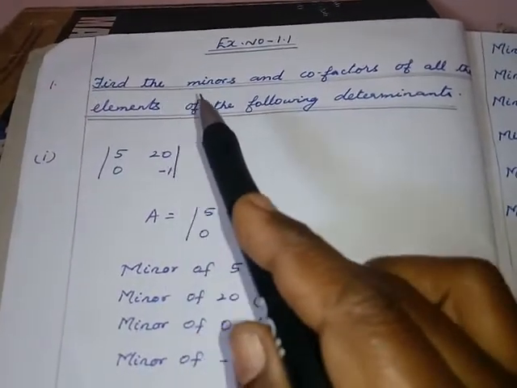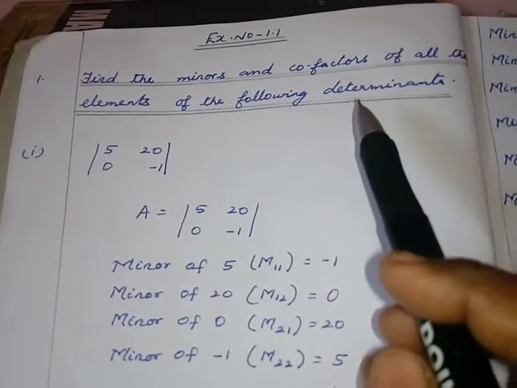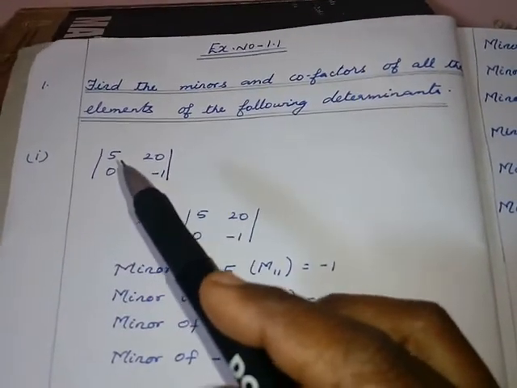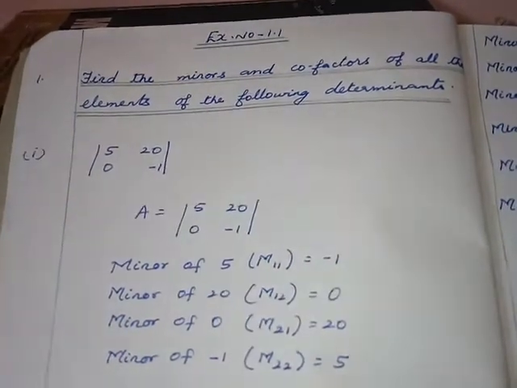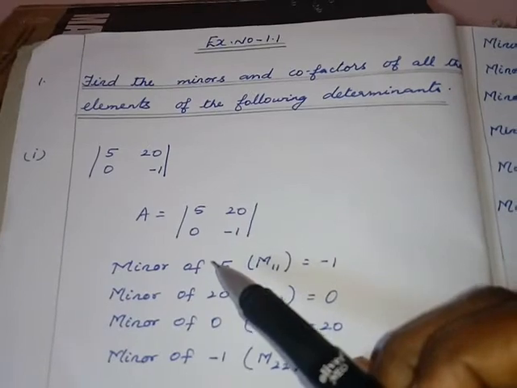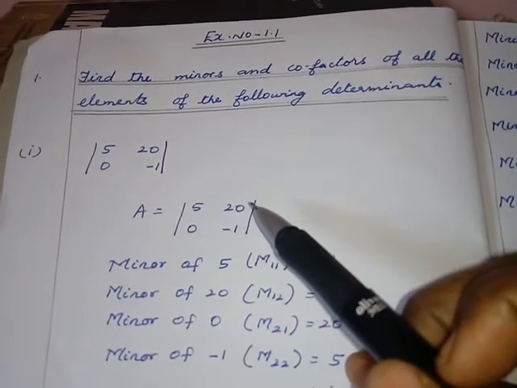First sum. Find the minors and cofactors of all the elements of the following determinants. This symbol denotes determinant. The first sum is 5, 0, 20, minus 1. We are naming the determinant as A. We have to find out the minor of the given 4 elements. This is a 2 by 2 matrix.